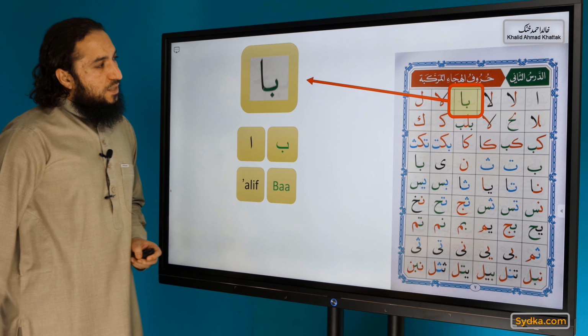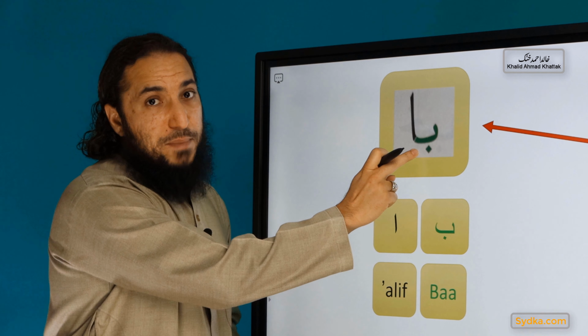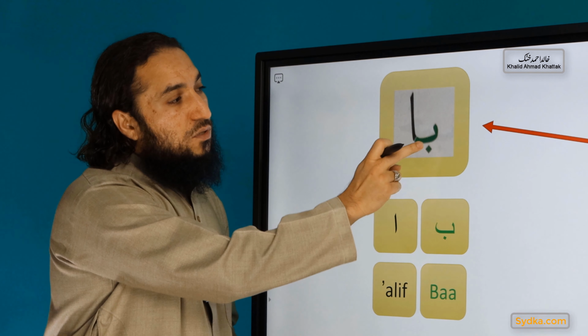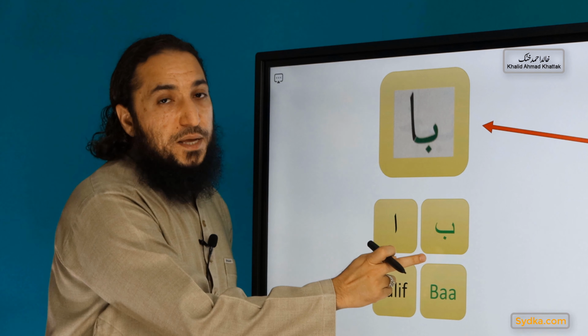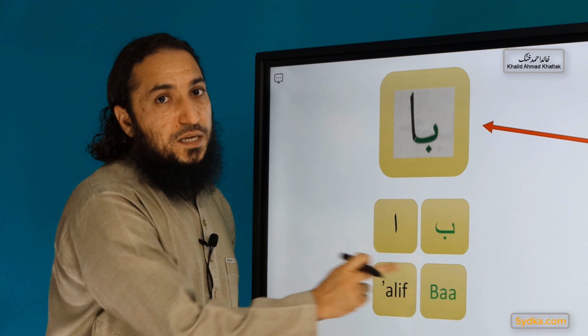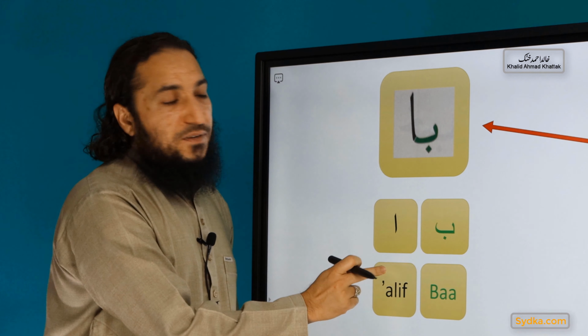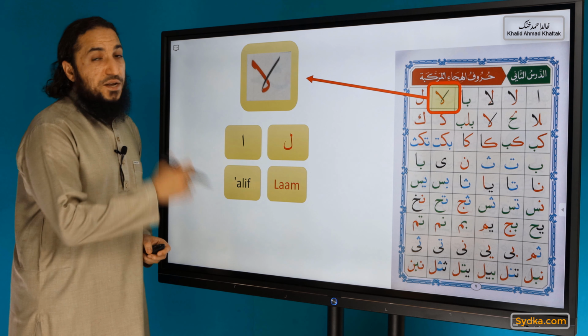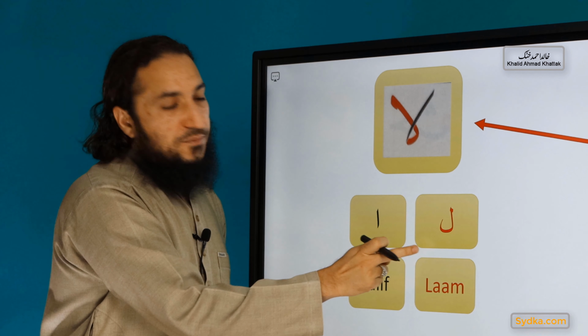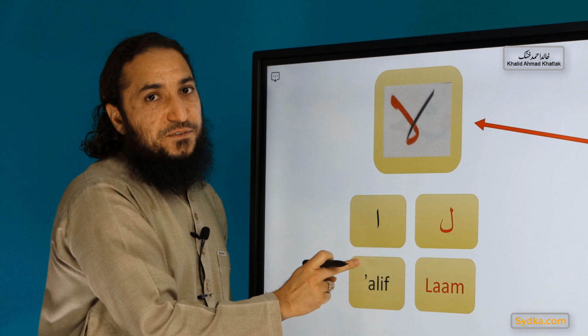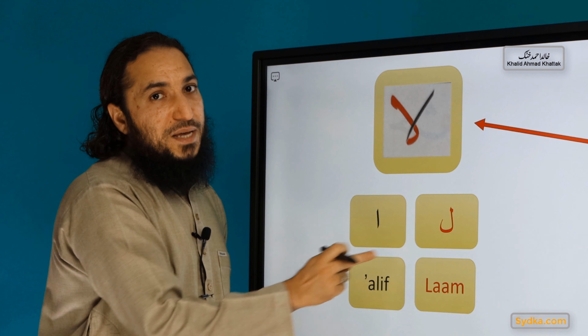Another combination of two letters. The green one is ba, and the black one is alif. Ba alif. Another way of writing lam alif. So the red one is lam, and the black one is alif. Lam alif.